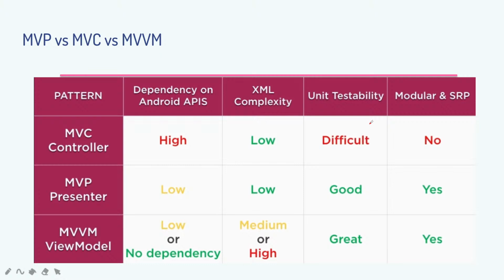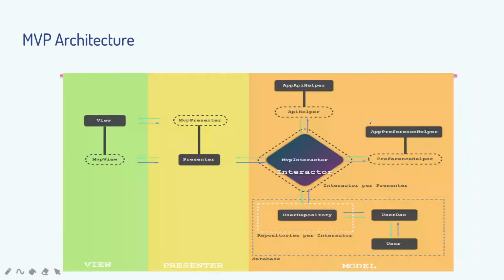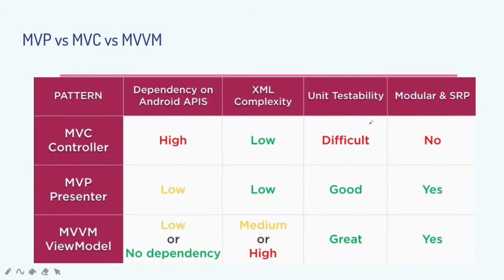And here we have a comparison between MVP, MVC and MVVM. MVP is what we follow for the Kotlin language, and MVC is another one, and MVVM is also another one. Next, dependency on Android APIs. APIs means if you need to use any third-party apps. For MVC it's high dependency, for MVP it's low dependency only, and for MVVM it's low. For XML we have like this, and for unit testability we have difficult, good and great, and model view we have like this.